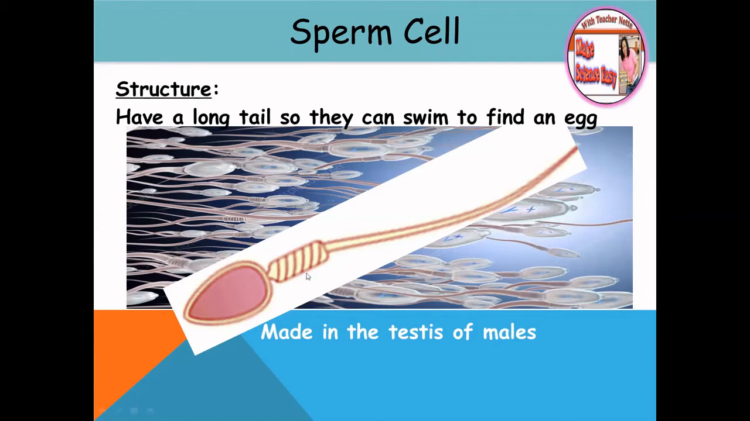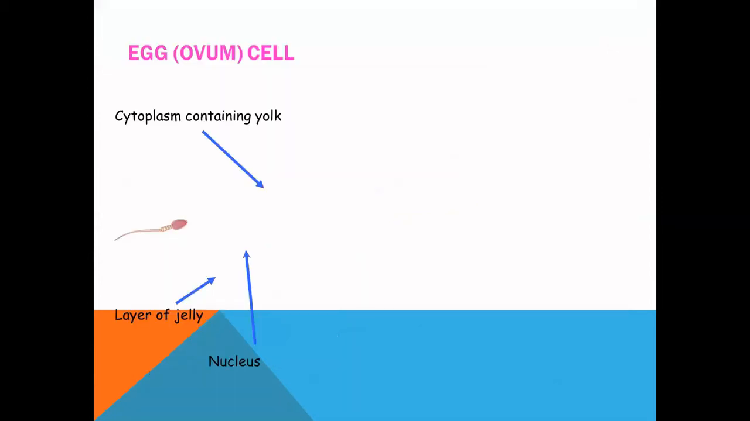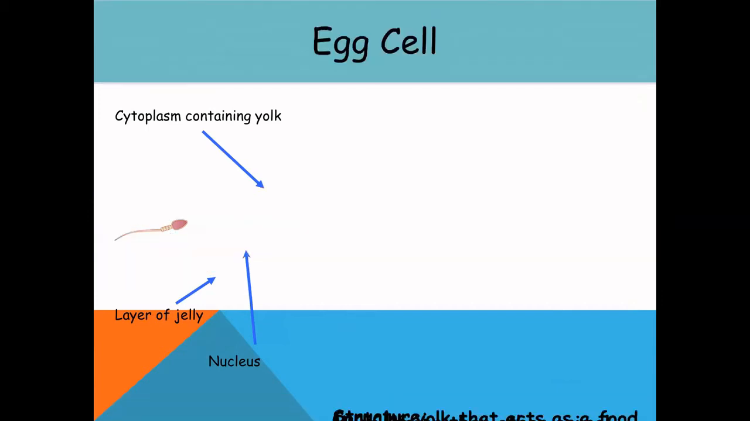Okay, what is the function? The function of a sperm cell is to carry the father's DNA. DNA is the genetic information. Where does this sperm cell carry this genetic information to? It carries to the egg cell during fertilization. So let's go to the next one, an egg cell. So here is our sperm cell. I want you to look at the size of this egg cell.